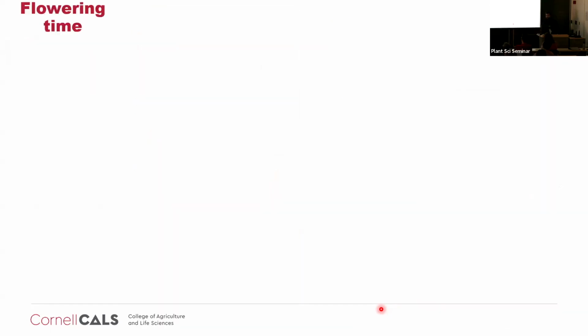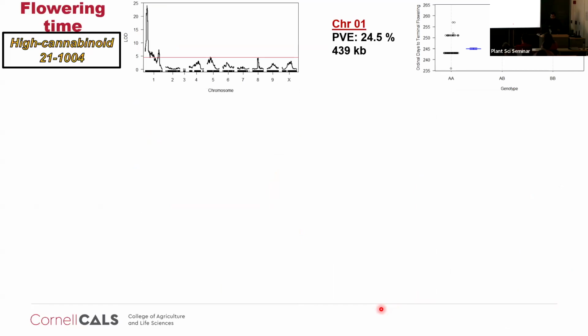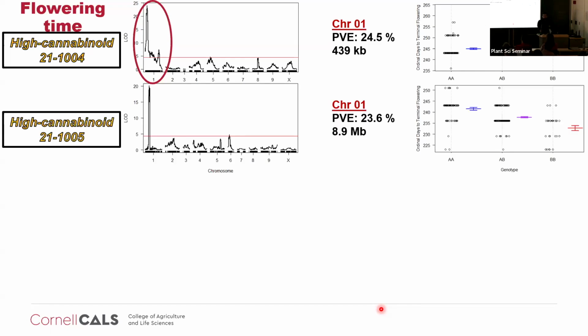Now, for the flowering time, in this case, for 21,004 in the high cannabinoid population, we find one large peak in chromosome 1 again, as with the 1,000 seed weight. It also explains a good proportion of the variance, and it's a small region. The effect of this allele is again dominant, compared to the one identified for the 1,000 seed weight.